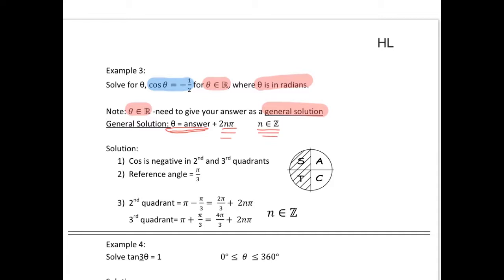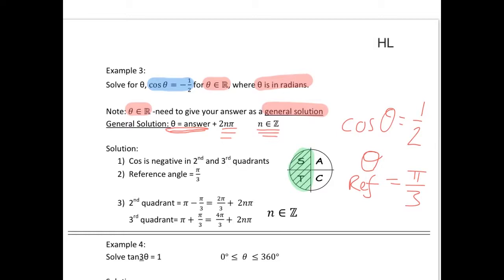So initially we begin as normal. We draw our CAST circle and we ask where cos is negative, because we have negative 1/2 here, and cos is negative in the second and third quadrants. Next we have to find our reference angle, so that means asking the question, what value of theta is cos theta equal to 1/2 in radians? We find that our reference angle in this case is going to be equal to pi over 3.